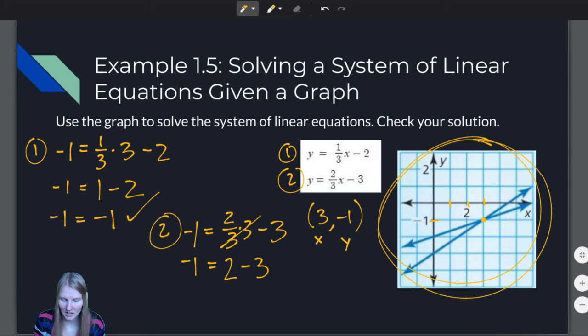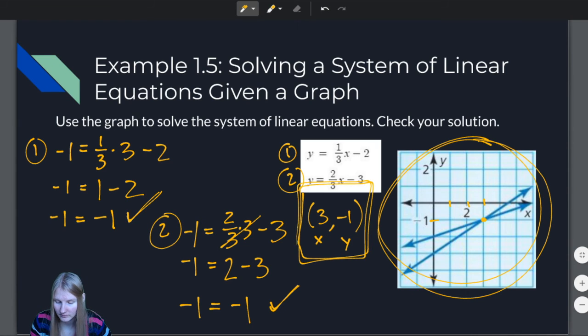Okay, is -1 equal to 2 minus 3? Yes, 2 minus 3 is -1. And hey, it works. Our point, 3, -1, works for both equations. So our solution is 3, -1. And that's our answer, our final answer.